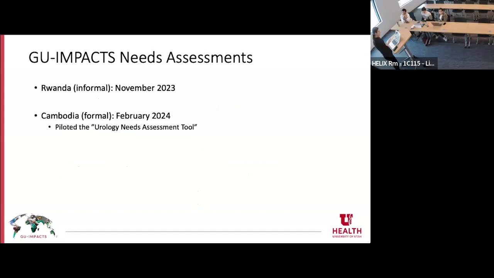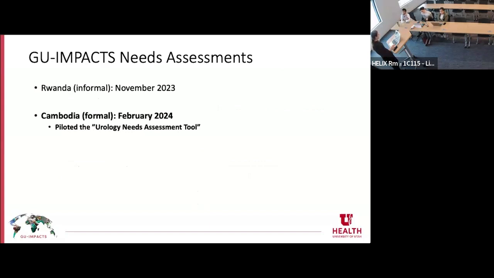So as I mentioned, we now have two partnerships, one in Rwanda and one in Cambodia. The partnership in Rwanda was pre-existing prior to GU Impacts because of work that Dr. Myers had been doing there. So we did an informal needs assessment in November of 2023, but in Cambodia, we did a more formal needs assessment in February of this year. And in Cambodia is where we first piloted the urology needs assessment tool.